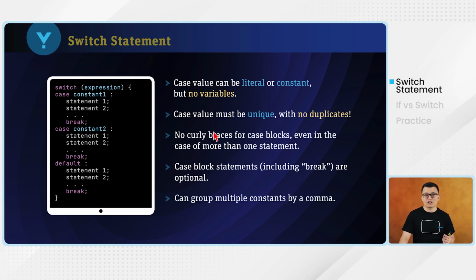And if multiple case blocks need to execute the same set of code fragments, we could declare those case blocks back to back. We can group multiple of those case blocks. After the first case block's value, we can give the comma and then give the next case block's values.